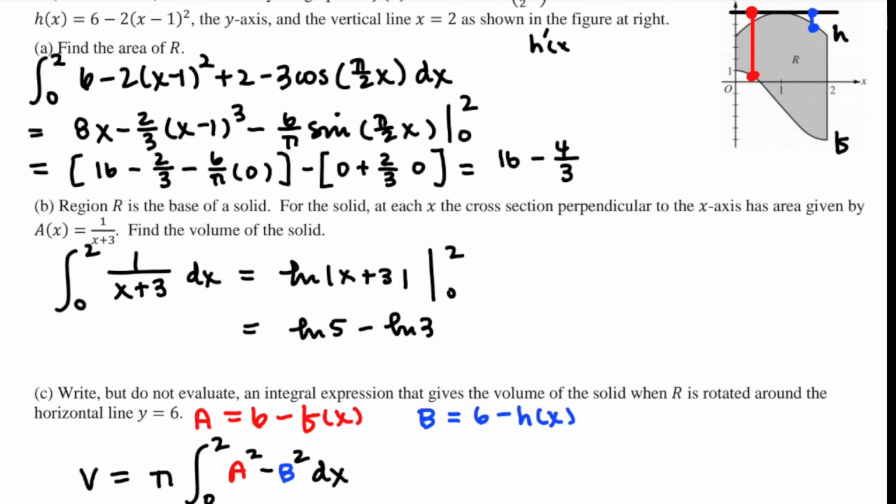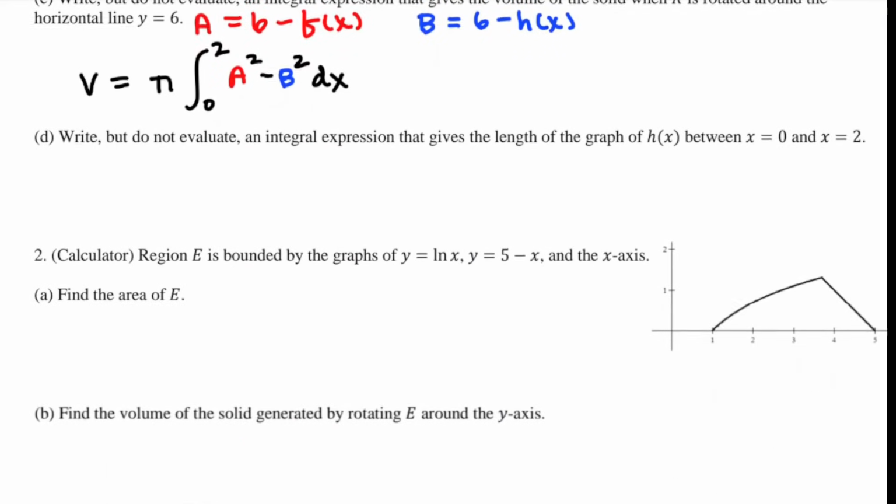H prime of x is going to equal 6, the derivative of that, 0, minus, take the derivative, outside prime, inside prime is 1, so it's negative 4 of x minus 1. So negative 4 of x minus 1, that's what's going to get squared, and it's 1 plus h prime of x squared that goes inside the square root. And we're going to integrate that from x equals 0 to x equals 2.